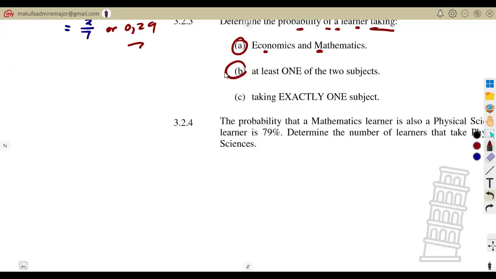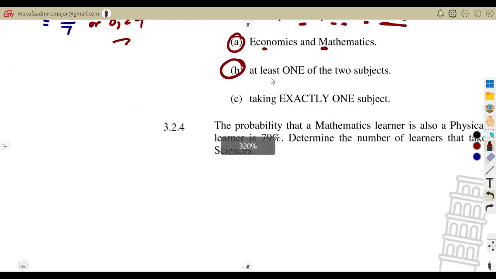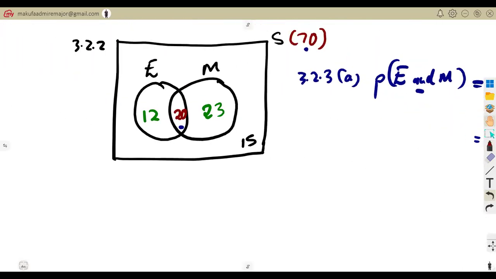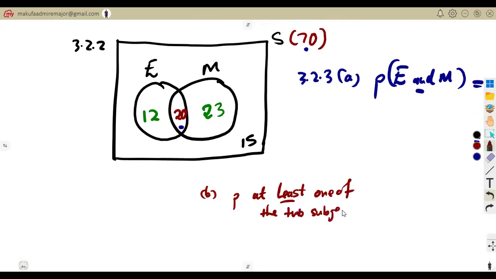On another question, B, a probability that a learner is going to take at least one of the 2 subjects. At least one of the 2. What does it mean? Probability of taking at least one of the 2 subjects. What does it mean? The probability that we take at least 1.